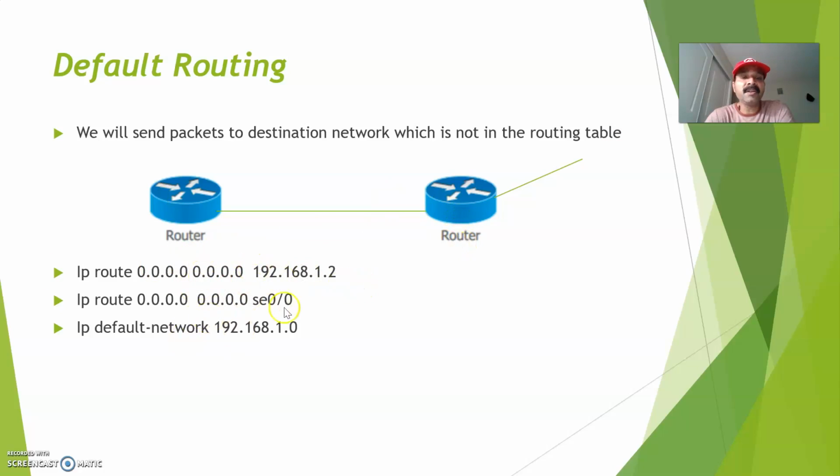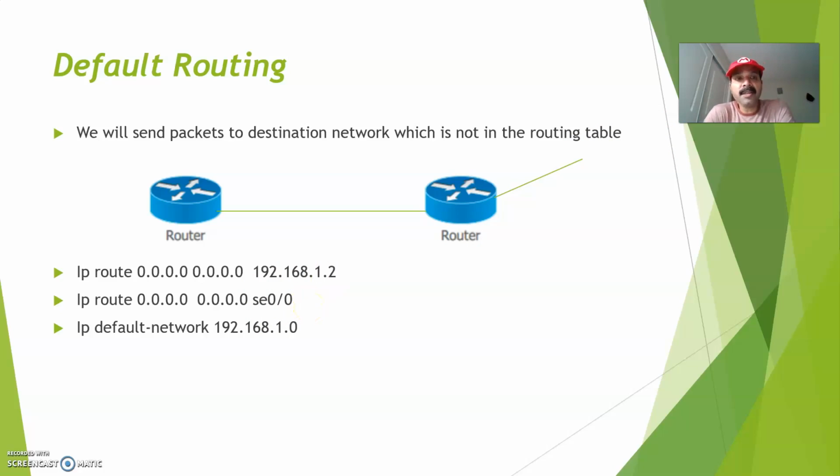So these are the ways we can configure the default route. First is ip route followed by 0.0.0.0 0.0.0.0, then the remote network, that is 192.168.1.2, or we can configure it with the serial interface. And the third command is ip default-network followed by the remote network. So these are the three ways we can configure default routing. Default routing is used to send the packets to a destination network which is not in the routing table. If it doesn't match any entry in the routing table, it will automatically search for the default route, and as per the default route, it will route the packet to the gateway of last resort, that is the remote network. So we call this default routing.